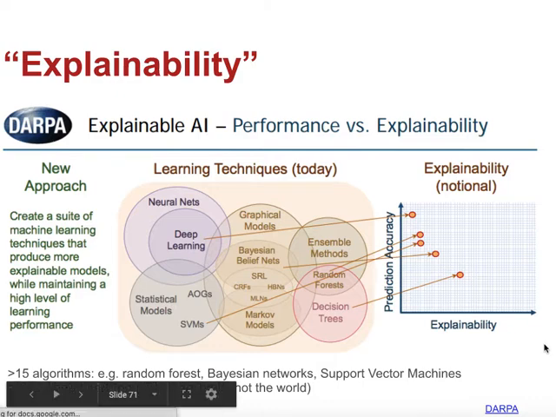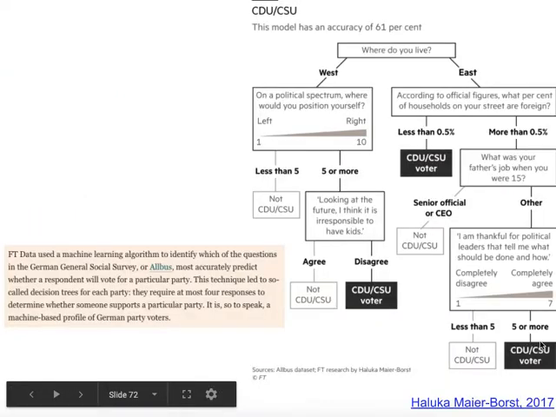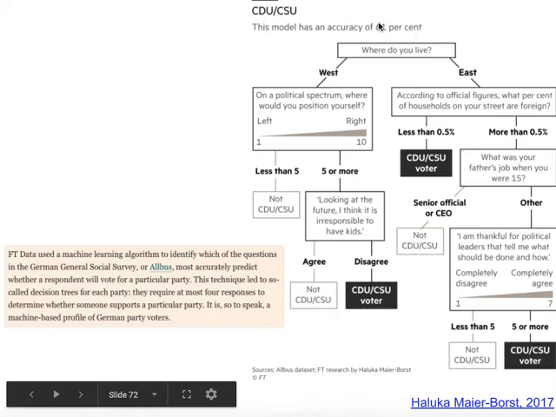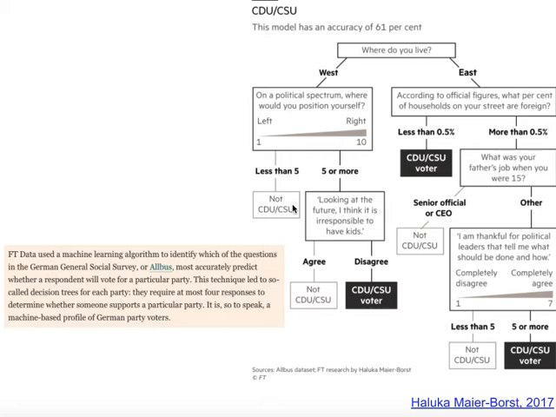To illustrate this, here's a couple of examples. This is a piece of journalism by Haluka Meyer-Borst for the FT looking at the German elections. And you can see the low accuracy of this model. This is a model which is looking at how easily you can predict how someone is going to vote in the election.